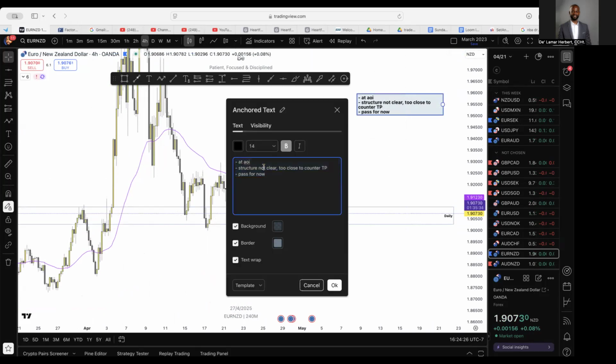So what I want to look for now is I just want to see a pullback. So I want to see a 4 hour pullback.